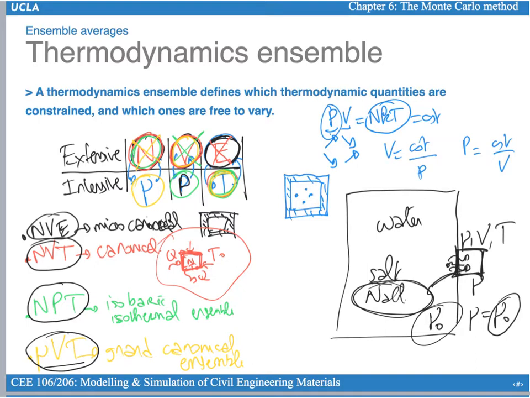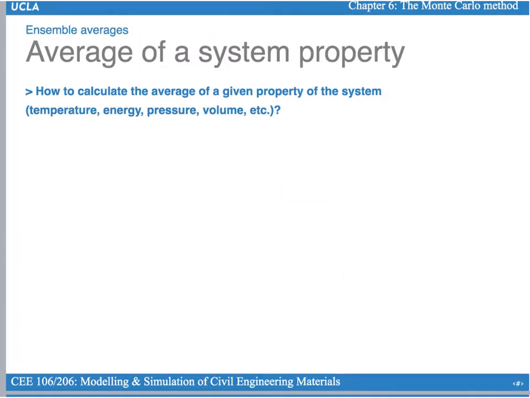So it's important to choose the right ensemble to simulate your system, because the way you calculate the average of the thermodynamical properties of your system will depend on the ensemble that you are choosing. The average energy of a system, for example, or the average temperature, will not be the same in the canonical or in the microcanonical ensemble. So what we are going to see in the following is how to calculate the average of a given property, the average of the temperature, the average of the pressure, the average of the volume, etc. And this value of the average depends on the thermodynamical ensemble that you are working on.